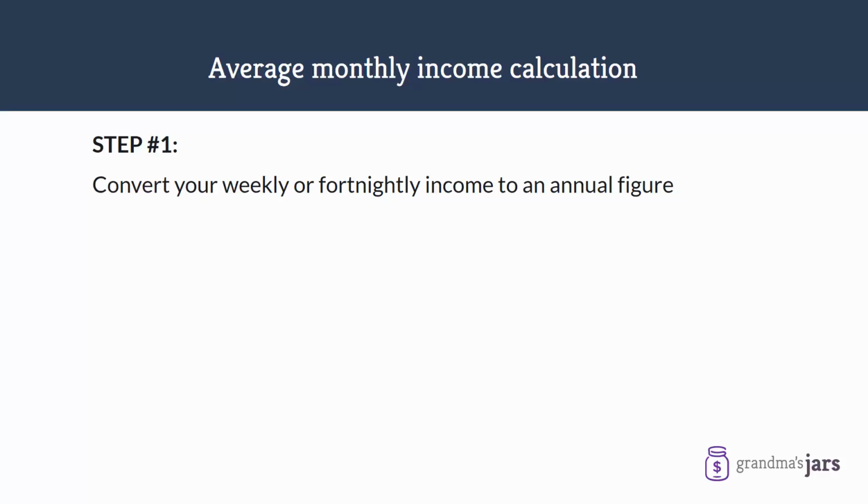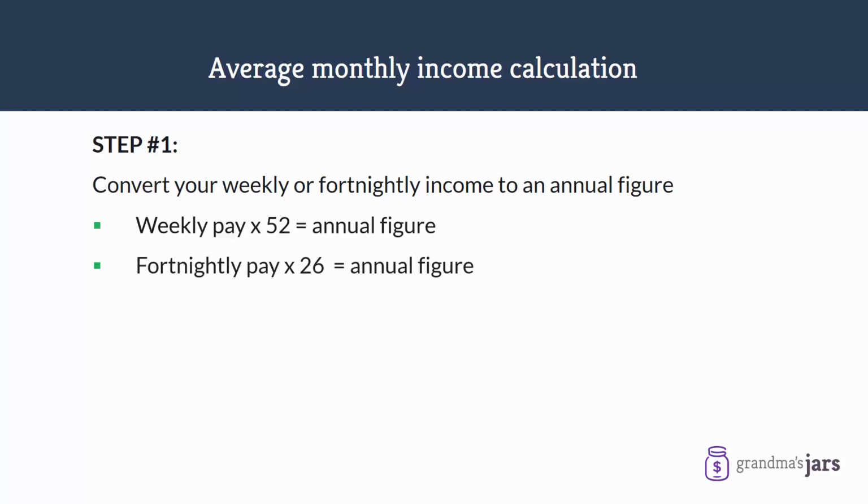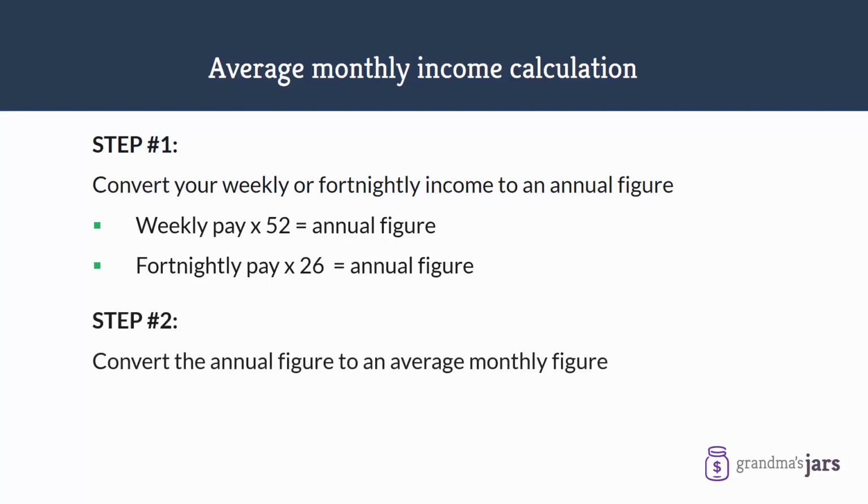To convert a weekly or fortnightly income or expense to a monthly figure, you just follow this two-step process. Step 1, convert your weekly or fortnightly income to an annual figure. To do this, multiply your weekly income by 52 or your fortnightly income by 26. Then step 2, divide this annual figure by 12 to give you an average monthly figure. This gives you an average monthly figure across an entire calendar year.